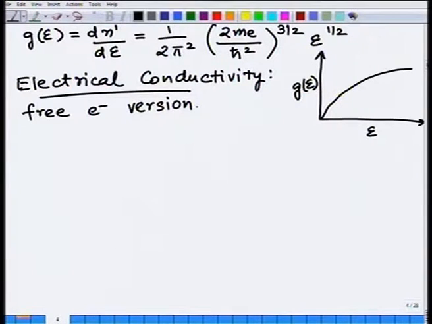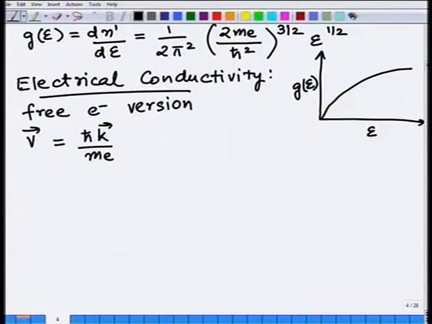The free electron version is now what we want to do. Okay. So, what do we have? We know that h bar k is momentum. So, if I divide this by mass of electron, I get velocity of any electron. I get velocity of any electron in this way.